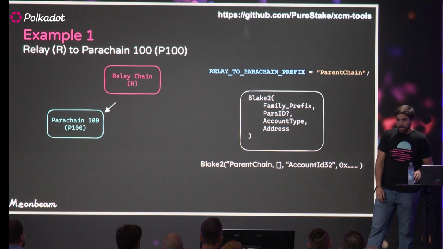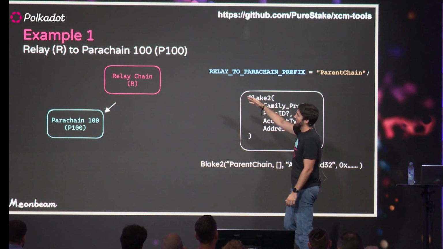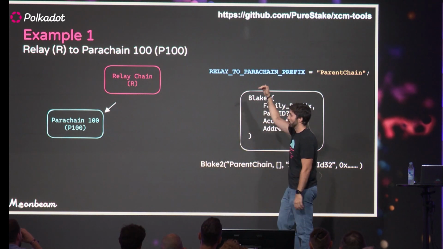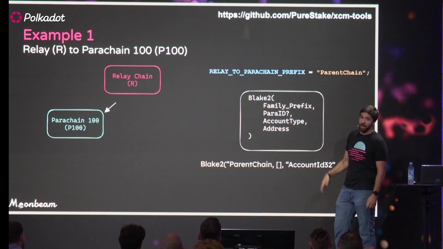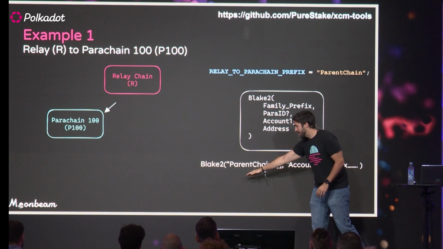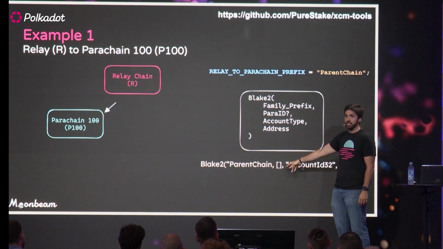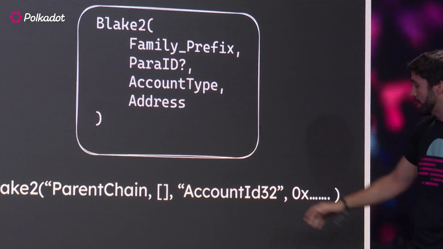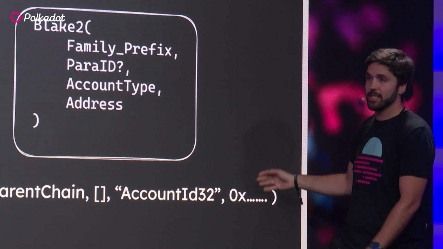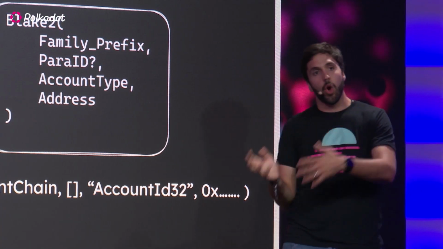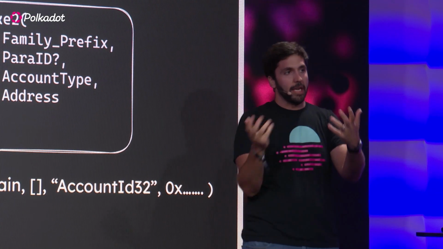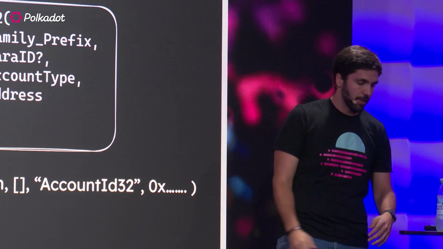But so imagine we have a message from the relay chain to the parachain 100. And so basically, because this is moving that way, this is the prefix that we have to use. And then we put that in the hash. And then the hash would be more or less parent chain, no parachain ID, and then account ID 32, because that's the type of account that the Polkadot relay chain uses, and then 0x, whatever. This is the decoded address, so it's not the same one that you see, for example, in Polkadot.js apps, but you can easily decode that to put in the hash.